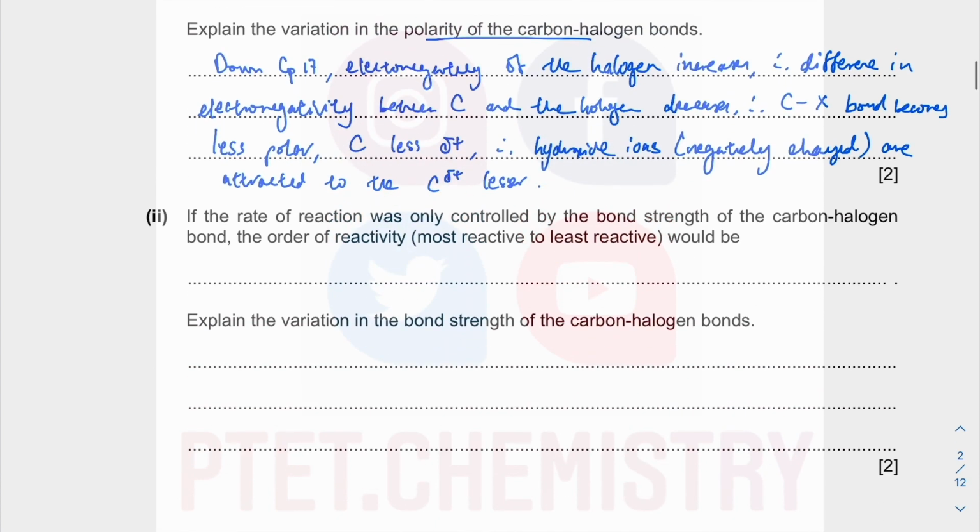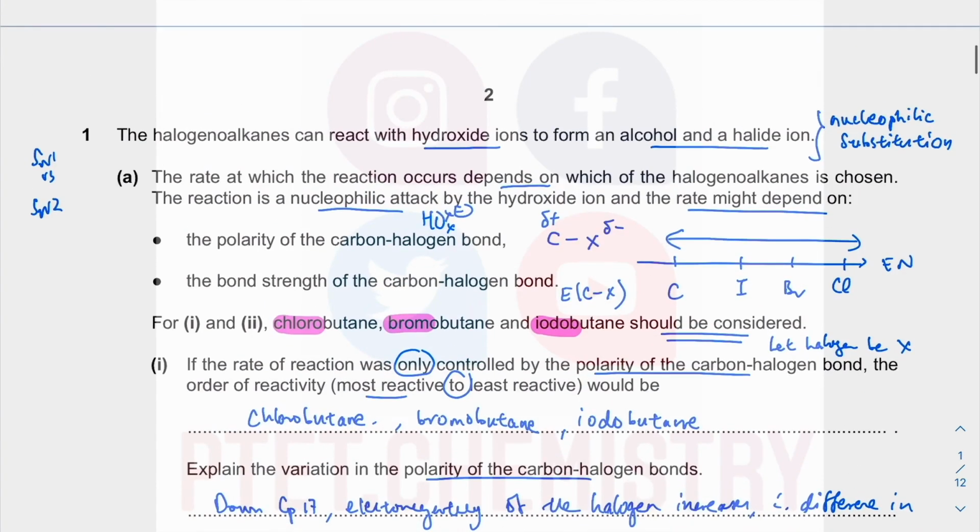If, however, the rate of reaction was only controlled by the bond strength, so if this is the only factor that controls it, remember there are two potential factors that could control it. If it depends on bond strength, then which one is the most reactive? The most reactive one would be the one where it's the easiest to break the carbon halogen bond. That means when the carbon halogen bond is the weakest, going down the group is most reactive.